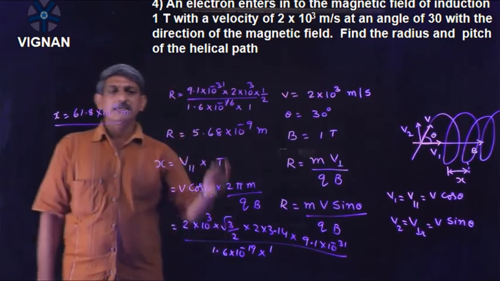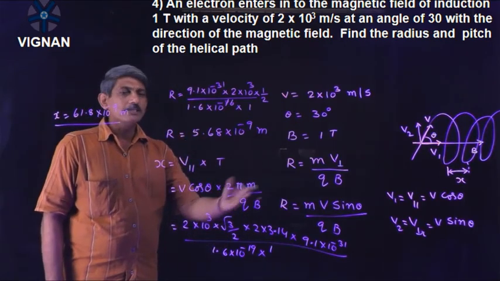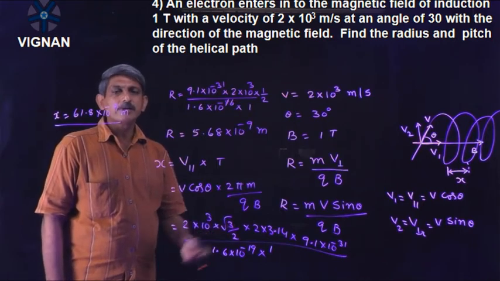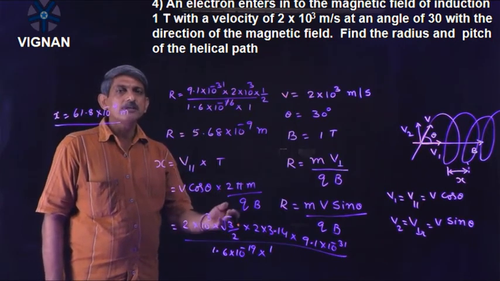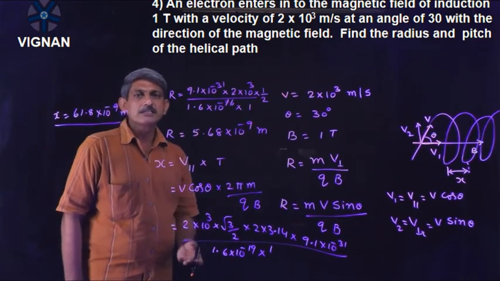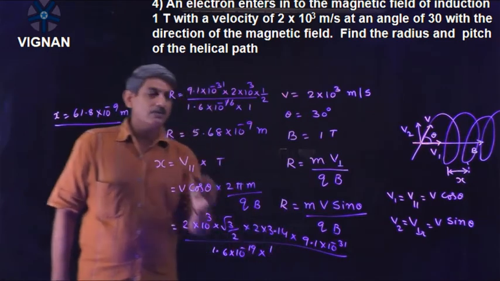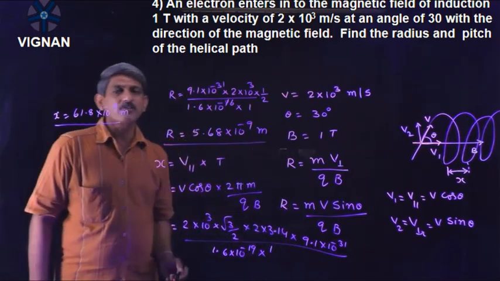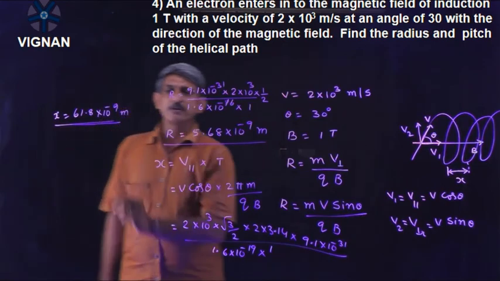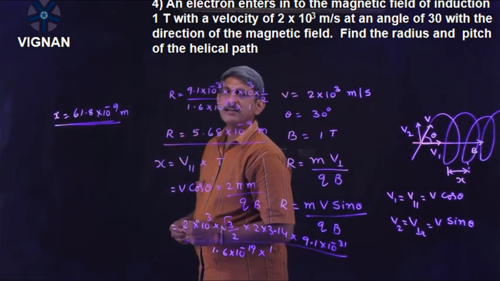So here in this problem, the concept is simple, but the mathematical calculations involved are somewhat complicated, so we have to do the multiplications and divisions in the proper way. By that you will get the answers properly. So radius is equal to 5.68 into 10 to the power of minus 9, and pitch of the rotation x is equal to 61.8 into 10 to the power of minus 9 meters.